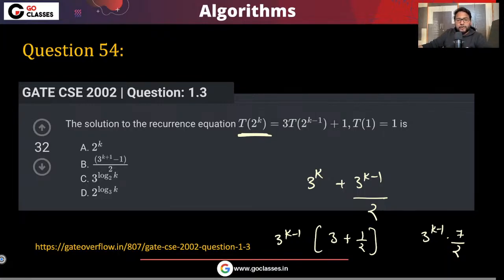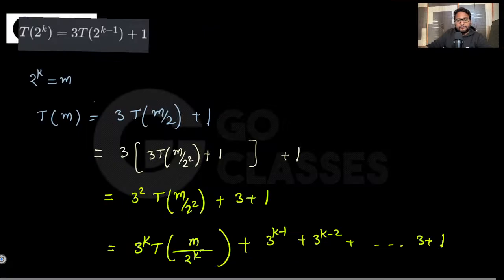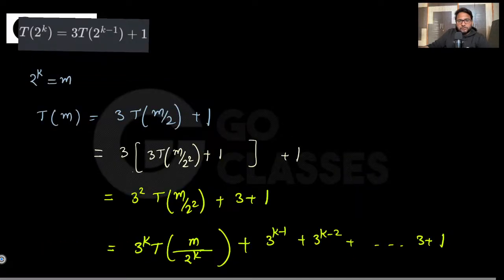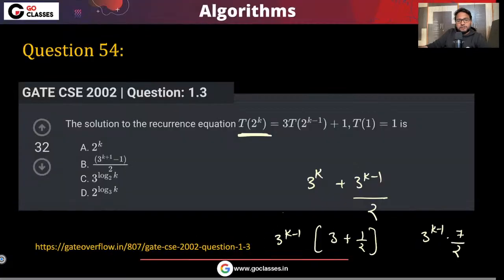Maybe we have done some calculation mistake. Let's just quickly check it. This is m by 2, that's fine. And then you need to write T of m by 2, 3 into T of m by 2 square plus 1. Yeah, I think that is fine.